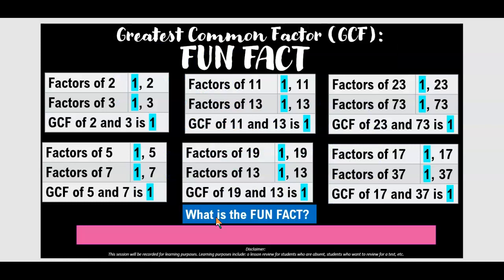Now here's the fun fact. Can you figure out what the fun fact is? Look at this. What's the fun fact? What do you notice? Factors of 2 and 3. The greatest common factor of 2 and 3 is 1. Factors of 5 and 7. Ooh. The greatest common factor of 5 and 7 is 1. Ooh, what's the fun fact? Factors of 11, 13. Have you gotten it yet?